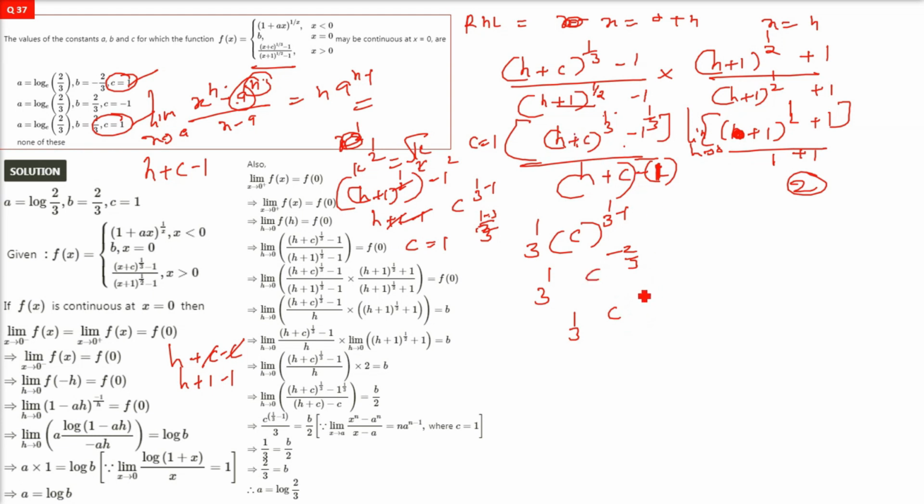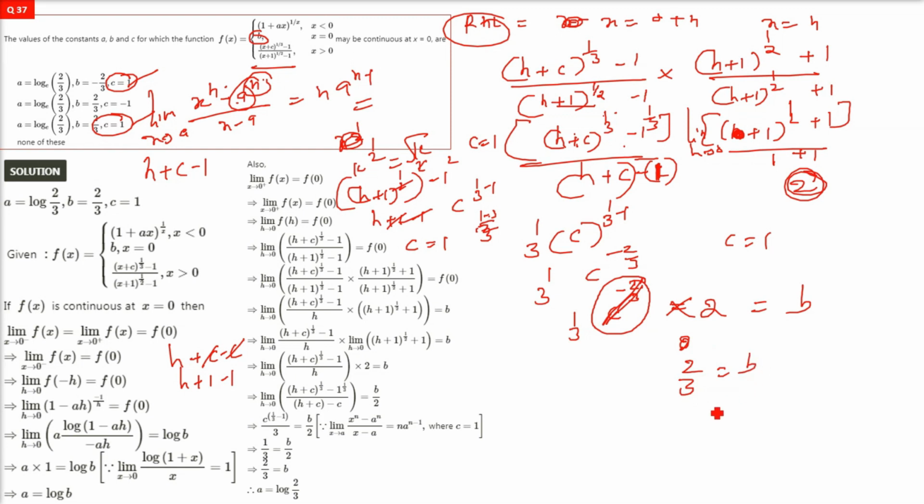So this is basically 2 was on the right, 1 by 3 is there, and this is equal to what? 2 is already there. So this is equal to what? Left hand limit, right hand limit. Remember, I told you it is equal to b, the value of the function at x equal to 0. So b is equal to 2 by 3. So from the right hand limit you got b as 2 by 3.